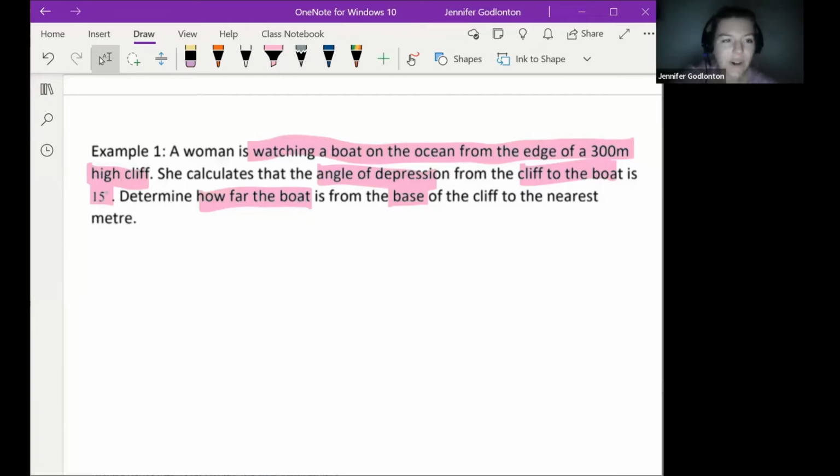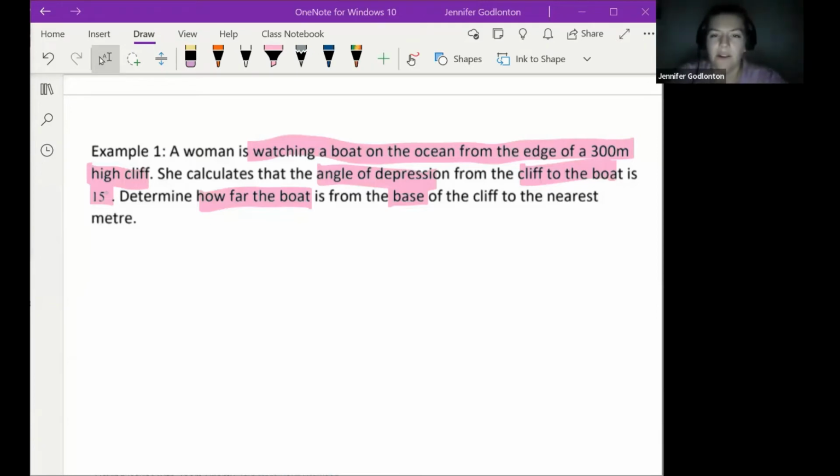Okay, so, Sia, yes, how can I help? Ma'am, look at my drawing. Oh, so, Sia, I didn't see it. So I like where your line is, I like where the boat is, I like the cliff, but your angle of depression is coming from the wrong place. Okay, ma'am. Okay, nice.